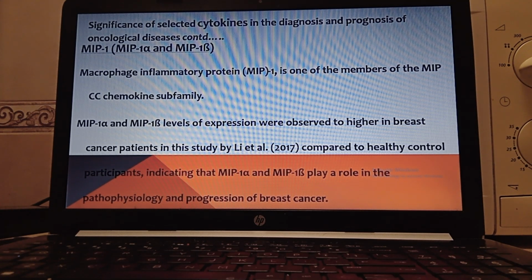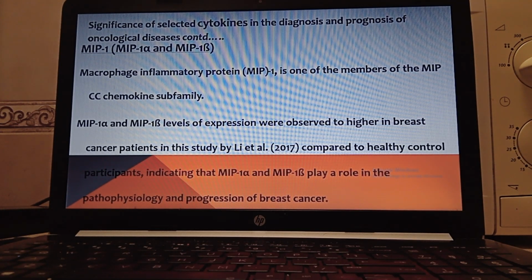Macrophage inflammatory protein 1, which has two isoforms, two subtypes, MIP1 alpha and MIP1 beta. Now, MIP1 is one of the members of the MIP CC chemokine subfamily. MIP1 alpha and MIP1 beta levels of expression were observed to be higher in breast cancer patients in this study by Lee et al. 2017 compared to healthy control participants, indicating that MIP1 alpha and MIP1 beta play a role in the pathophysiology and progression of breast cancer.